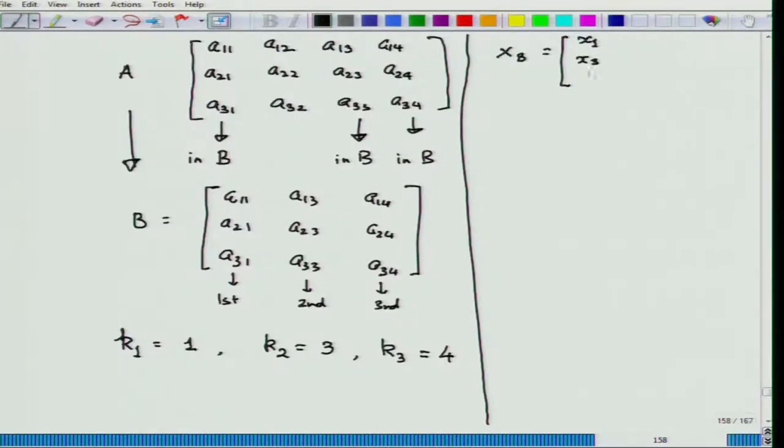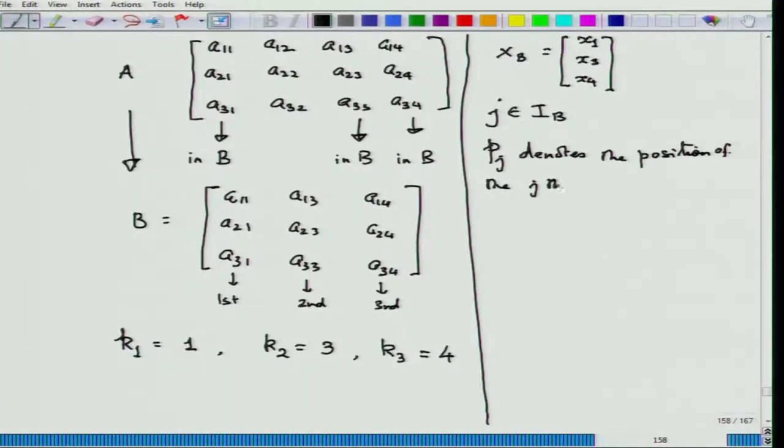x 1, x 3 and x 4, this is my basis matrix and the remaining are the non-basic part. Now, if you have j an element of I b, p j denotes the position of the jth variable in the basis. So, p 3 for example, the jth variable x 3, its position in the basis is 2, p 3 is 2.